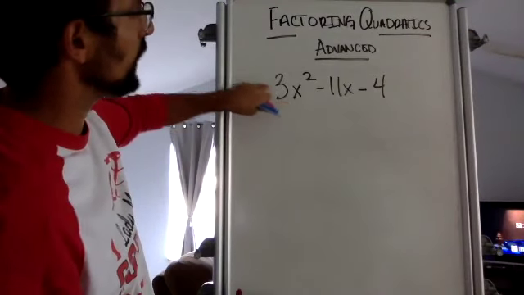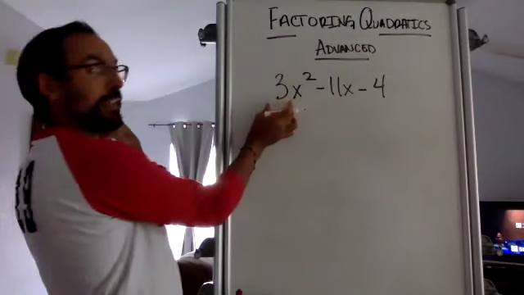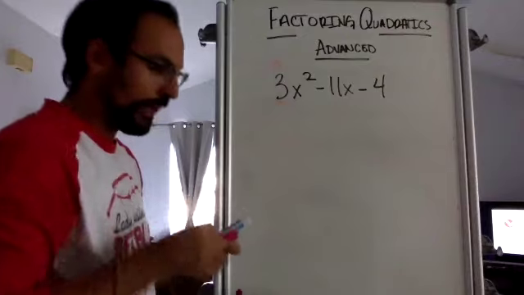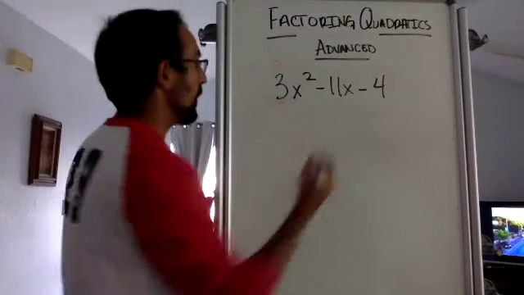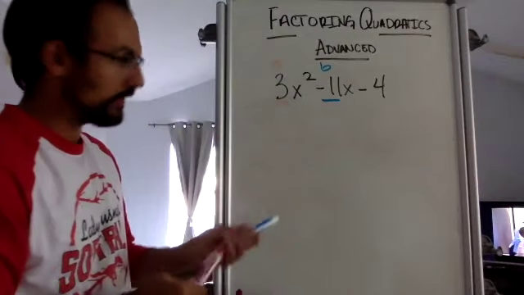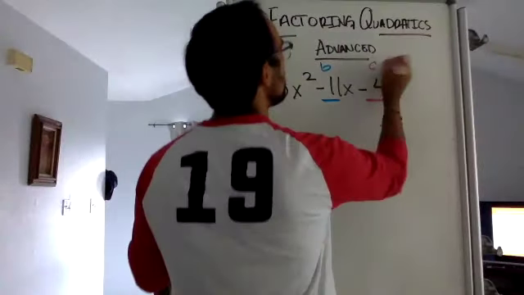But let's look at 3x squared minus 11x minus 4. Why does this fall into the advanced category? Because it has a coefficient other than 1. So my lead coefficient is 3. I'll put an A there for my lead coefficient. My middle value, my B value, is -11. That's the number I'm going to get to add up to. And then my C value is -4.